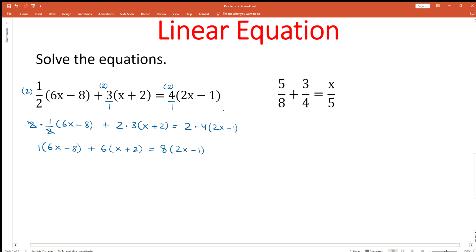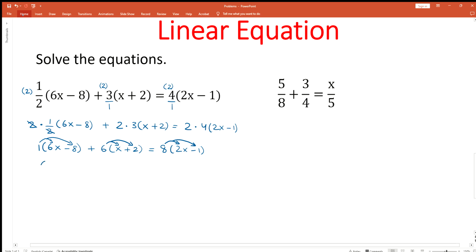Next, we should get rid of the parentheses in this equation. We should distribute the terms in their respective parentheses. In the first term, we should distribute 1. We should multiply both terms in the parentheses by 1. In the second term, we should distribute 6. We should multiply both terms in the parentheses by 6. And on the right side, we should distribute 8 into the parentheses. We should multiply both terms in the parentheses by 8.